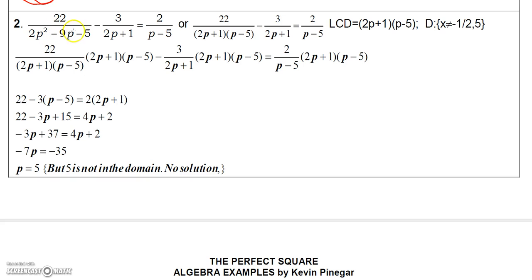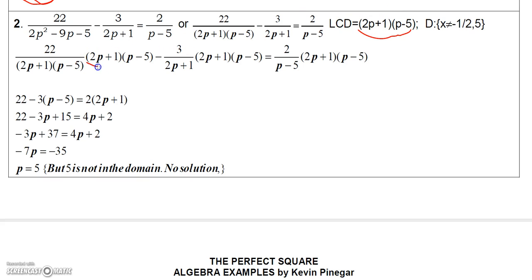22 over 2p squared minus 9p minus 5, minus 3 over 2p plus 1, equals 2 over p minus 5. Well, if we write the first term with the denominator factored, notice it factors into 2p plus 1 and p minus 5. And that's a good thing, since the other denominators each have one of those factors. So this has a factor of 2p plus 1, this has a factor of p minus 5 in the denominator. So therefore I can just use 2p plus 1 times p minus 5 for the lowest common denominator, and then I can just multiply each term by that.